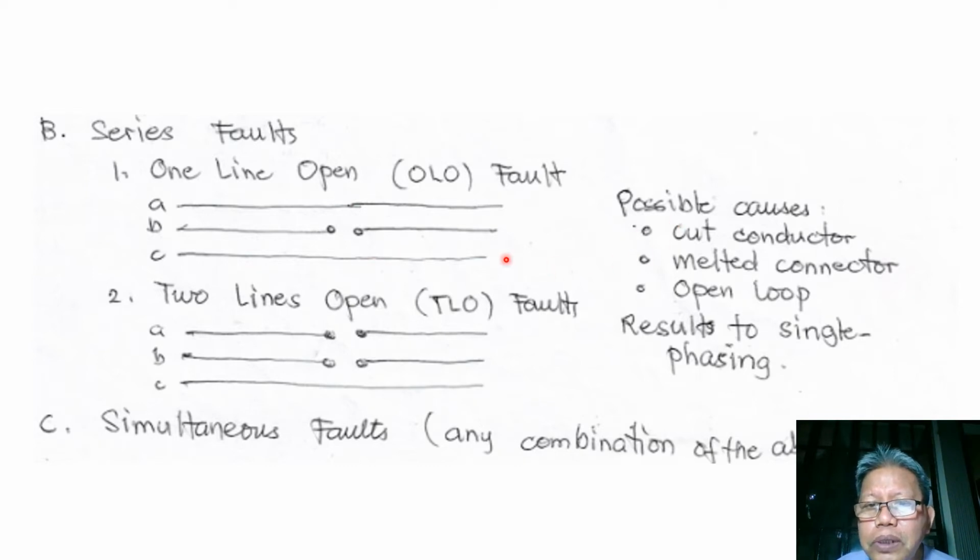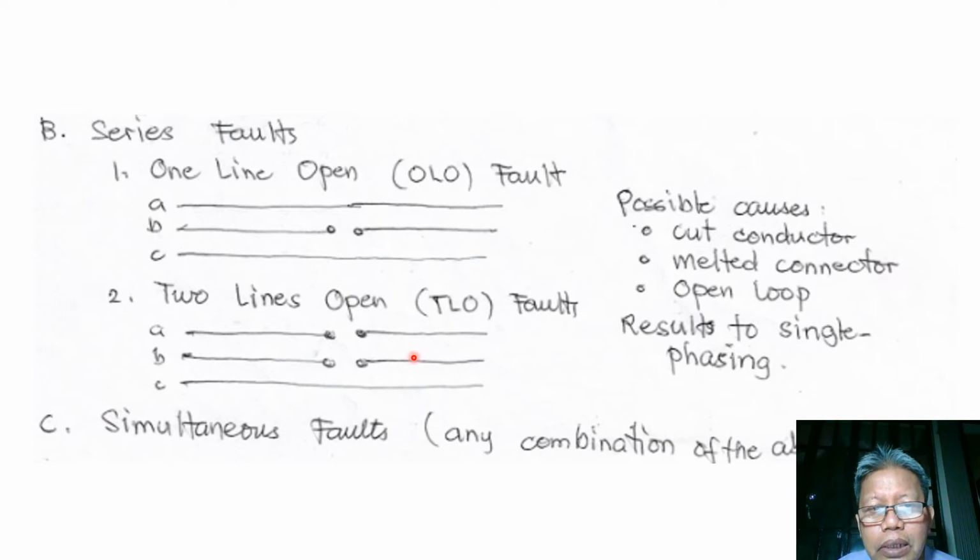Now possible causes of this opening of conductors are cut conductors, second, melted conductors, and third, an open loop. So there might be a connection of conductors here, and then the jumper or the loop connector is detached. So these two sections of the conductor are open. So we have what we call the one line open fault.